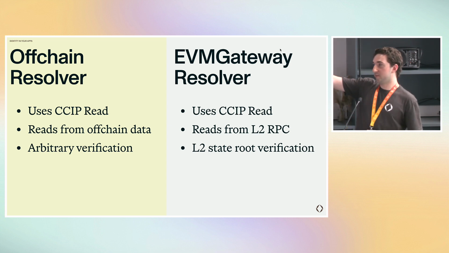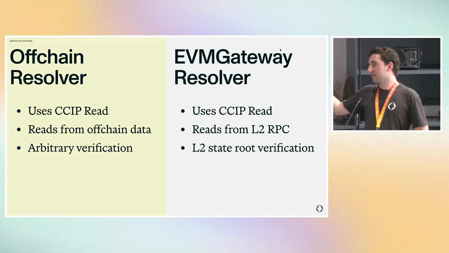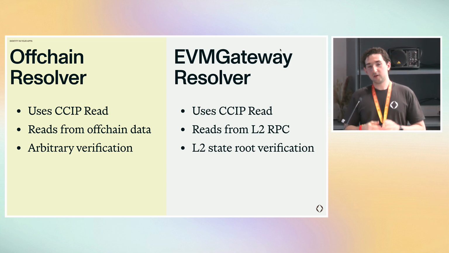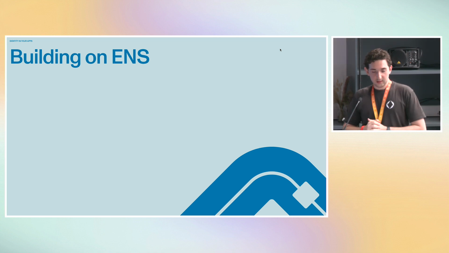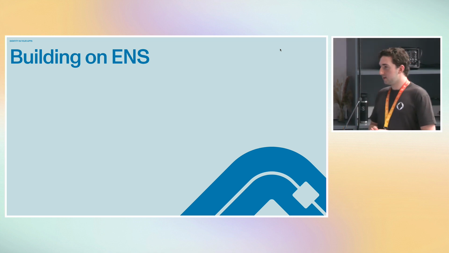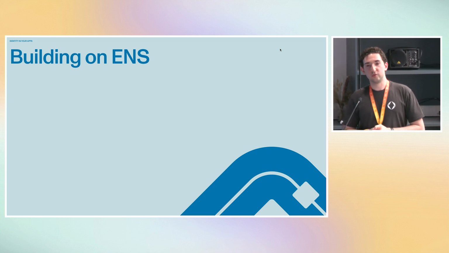Instead of reading from a database, it reads from a layer 2 RPC, and then the state of that layer 2 is verified on the layer 1 contract to make trustless layer 2 subdomains. These are two different approaches that teams are taking nowadays, and the EVM Gateway is a newer one that I think we'd like to push. So that is two in-depth approaches to building ENS subnames and different types of names.